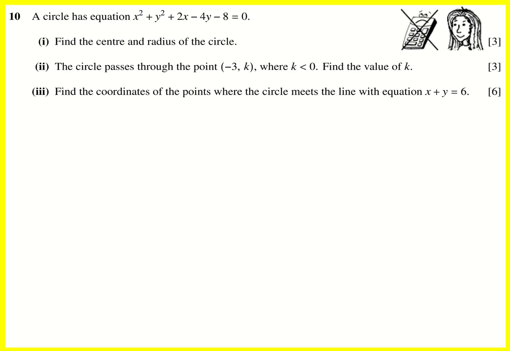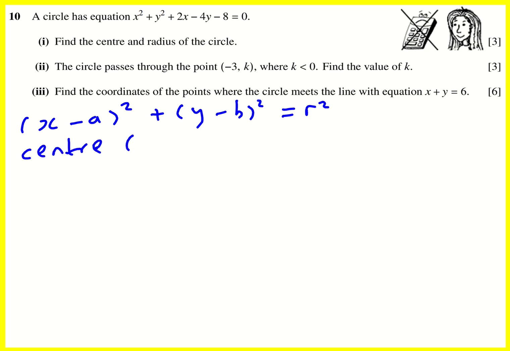We are given a circle, and first things first, let's write down the equation of a general circle. X minus a all squared plus y minus b all squared equals r squared. The center is (a, b), and the radius is r. So if I can take this equation and write it in that form, I'm done.